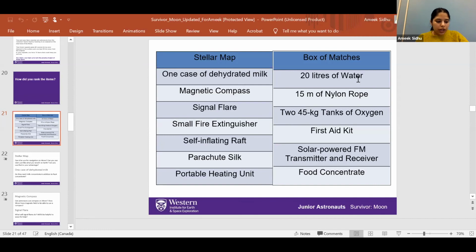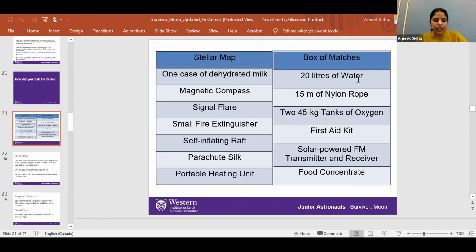So the fifth one would be the solar powered FM receiver and transmitter. And that's because we need to transmit the signals, so that if they are closer to the outpost, they can send signals to each other that we are getting closer, and that will be a way to communicate. So that will be number 5.